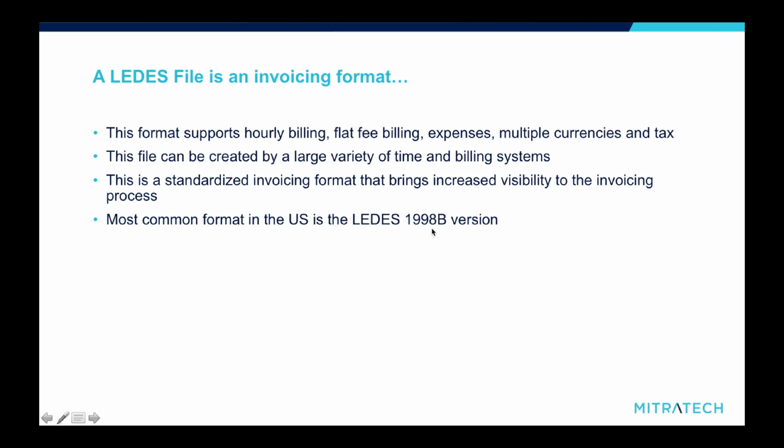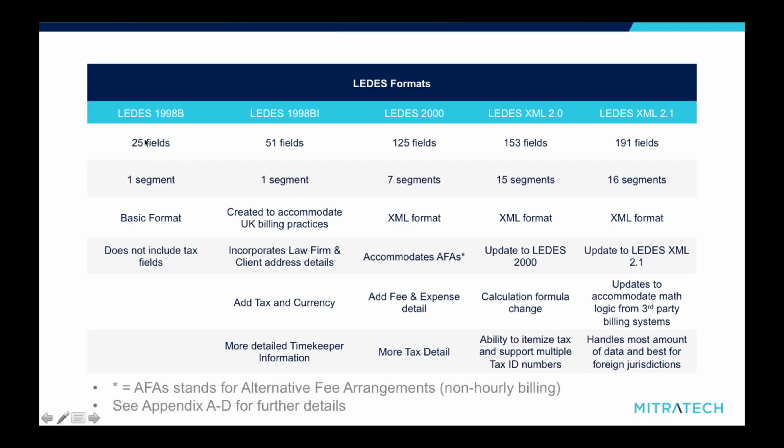The most common type that we see used is 1998B, but there are different types, as you can see, and they all have a different number of fields. Collaborati accepts 1998B, BIV2, which I believe has the same number of fields, but they're a little bit different. 1998BI was the old version. The I stands for international, and it has these additional fields here, mainly the tax and currency.